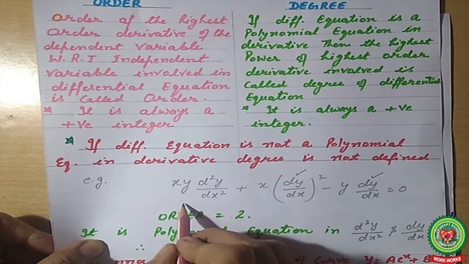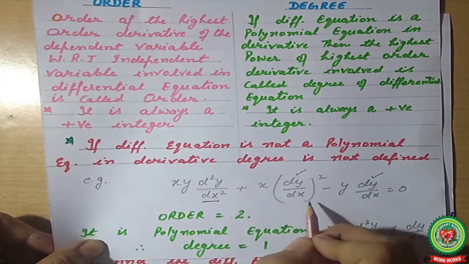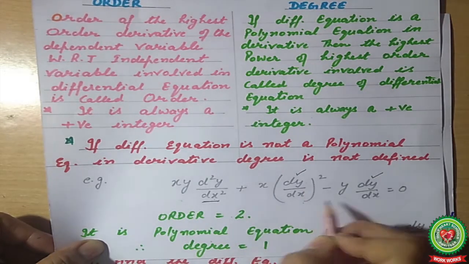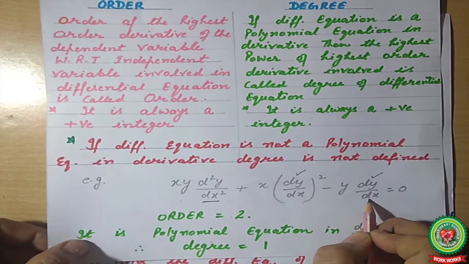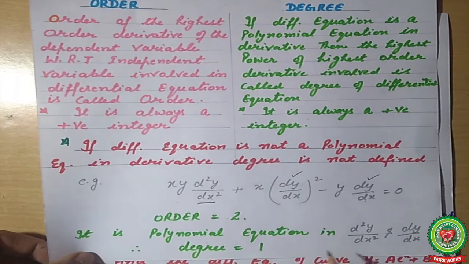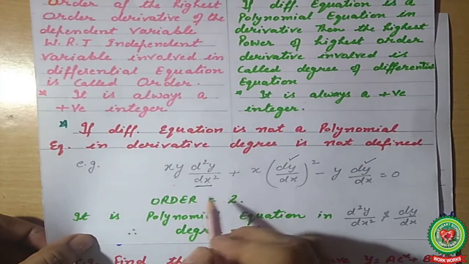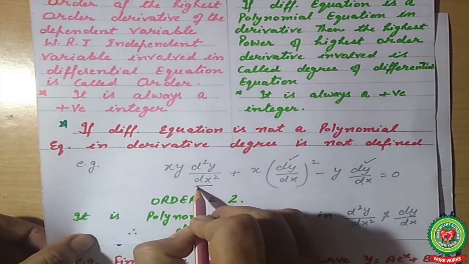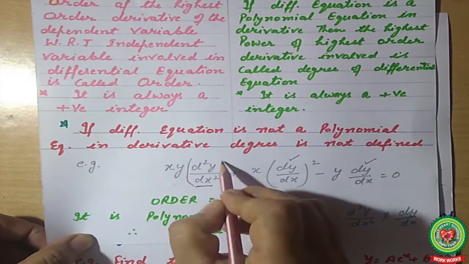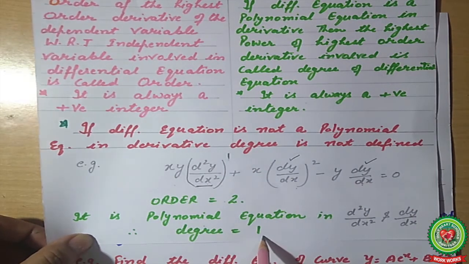Since it is a simple polynomial equation, d square y upon dx square, dy upon dx whole square minus y dy upon dx, it is a simple polynomial equation. Therefore, now we will find out the degree here. What is the degree here? Degree is the highest order power. The highest order power is 1 there. That means the degree is 1.